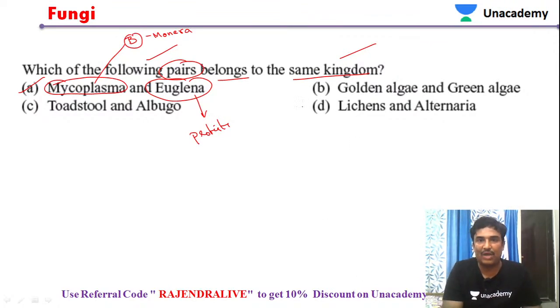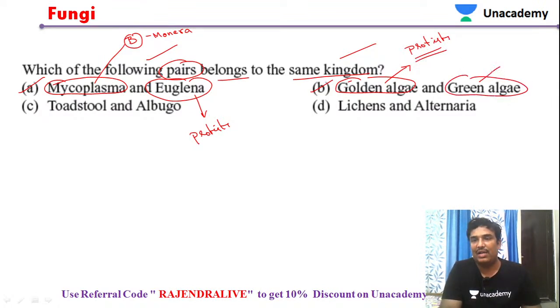Now similarly, let us see option B. Golden algae. Which are called golden algae? Generally diatoms and dinoflagellates both are called golden algae, so they belong to Protista. Then if you see the green algae, it is of course an algae, that is plant kingdom. So both belong to different kingdoms. So option B also cannot be the answer in this case.